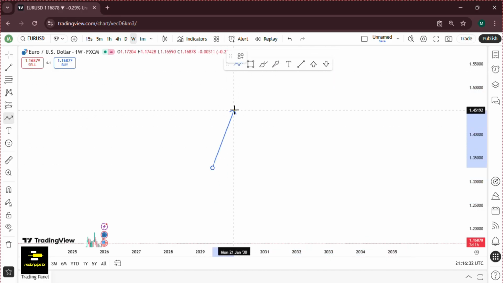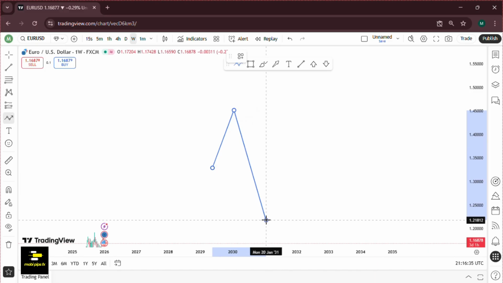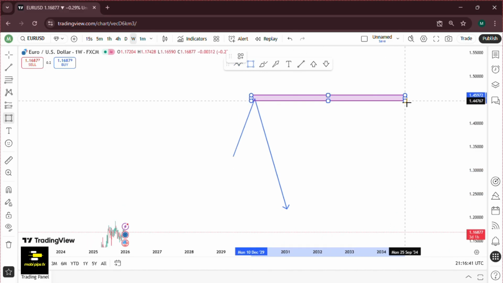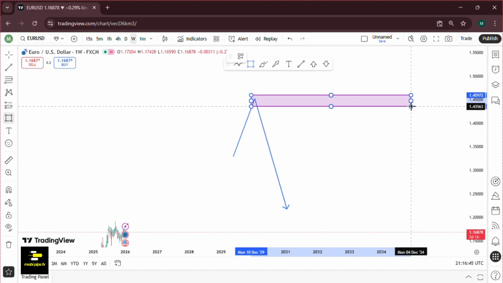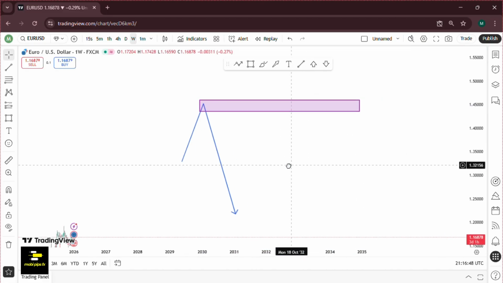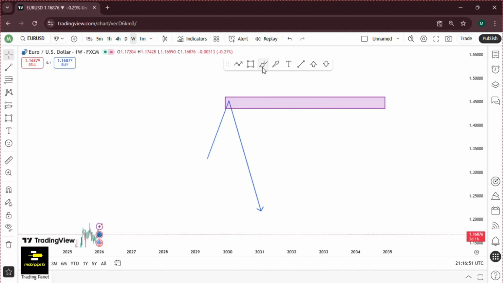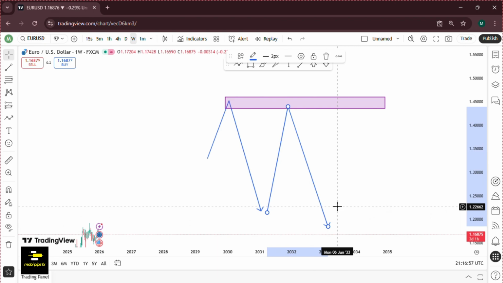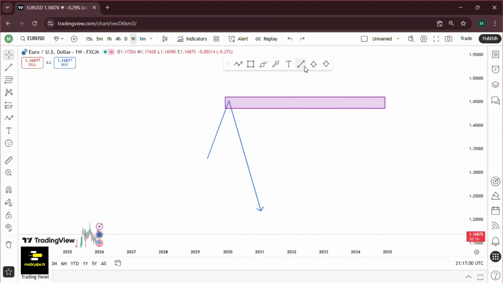When we talk about a swing structure, this is a swing structure. This is a supply zone. I'll ask you next time what kind of zone this is. So what are we expecting? That price will come here, then we sell from here. What we are seeing currently is our swing structure.